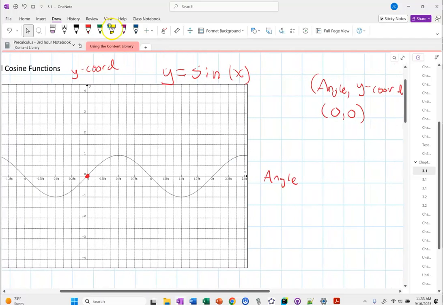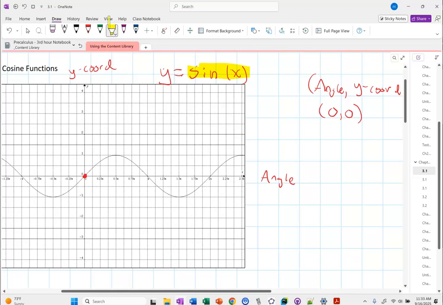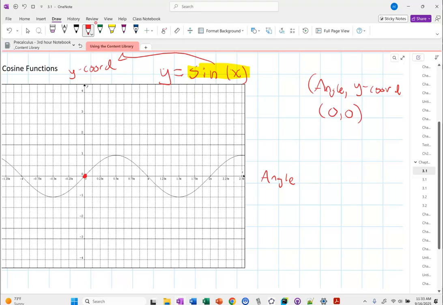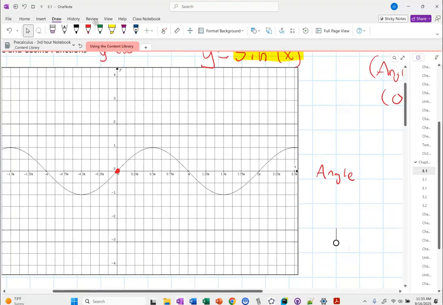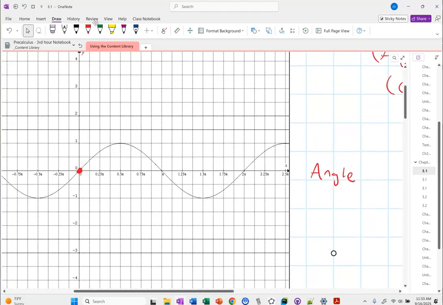Because sine is y. Excellent. That's 100% because sine x is the y-coordinate on the unit circle. Next, let's look at how I've labeled the x-axis. I've labeled everything by quarters of pi. I have 0.25 pi, 0.5 pi, 0.75 pi, etc. So on my unit circle, I'm going to go to 0.25 pi, or as a fraction, pi over 4.